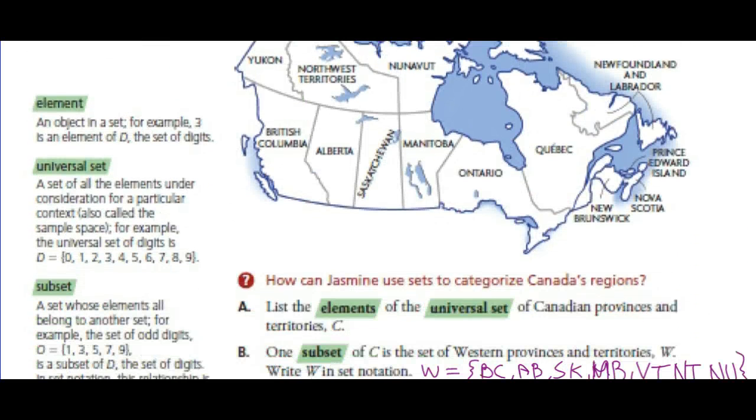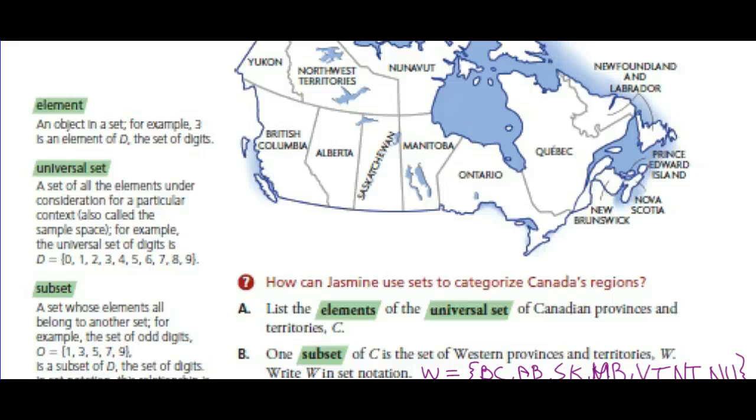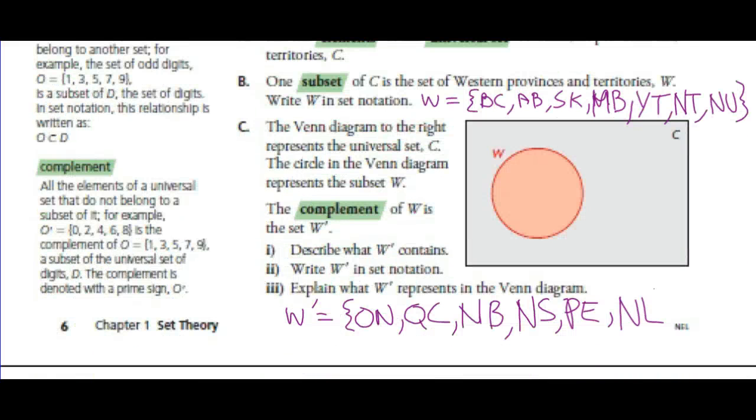All right, let's go check. Ontario, Quebec, Nova Scotia. Yeah, okay. Woohoo. Okay, and then end it with a brace bracket, right? W prime. Explain what W prime represents. So in the Venn diagram, where is W prime? Is it inside the red circle, or inside the box but outside the red circle, or is it just outside the box? Yeah, inside the box but outside the circle, right?